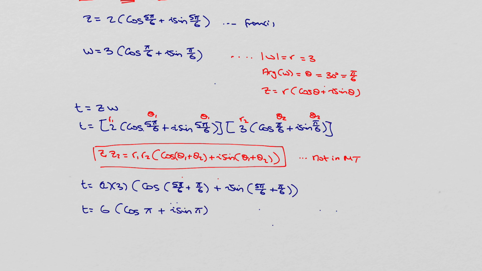And again, either using page 13 in your maths tables or using your calculators in radians. So we see maths tables, page 13. Then we know that cos pi is minus 1 and sine pi is 0. So therefore that means that t is minus 6 plus 0i, or very simply, t is equal to minus 6.